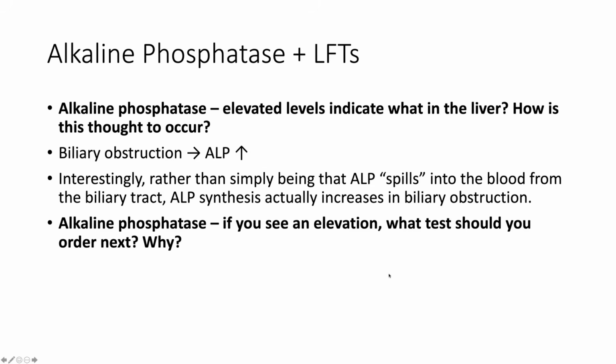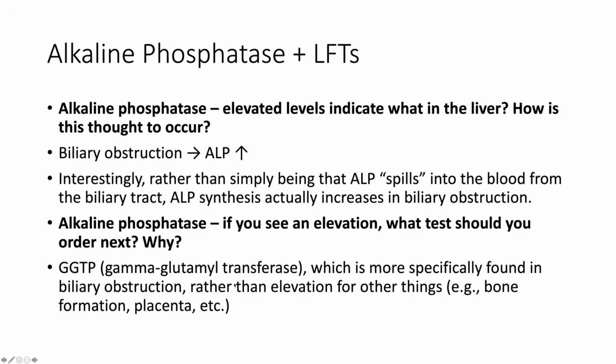So Shama, if you see an elevation in alk phos, what test should you order next and why? You would get a GGT to check if it is from the bone or from the biliary tract, the liver. Yeah, exactly. And GGTP, I don't know what the P stands for, transferase. Sometimes it's written as GGTP, but I don't know where the P comes from, in fairness. It's more specifically found in biliary obstruction rather than elevated in other things.